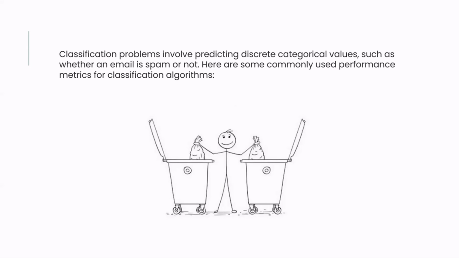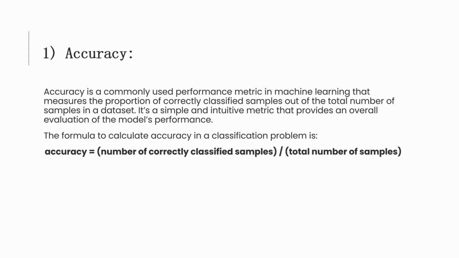So what is a classification problem? A classification problem involves predicting discrete values such as whether an email is spam or not, or an image is of a cat or dog. These kinds of problems are solved in classification. Here are some commonly used performance metrics for classification algorithms.